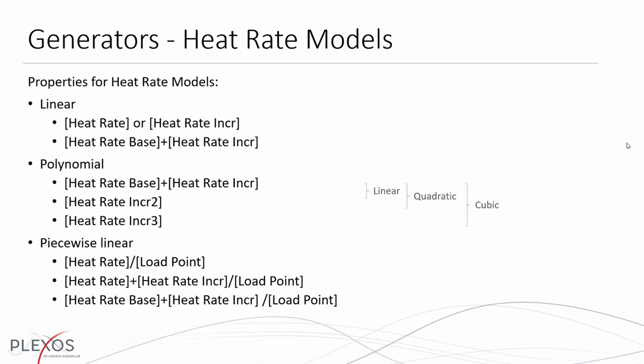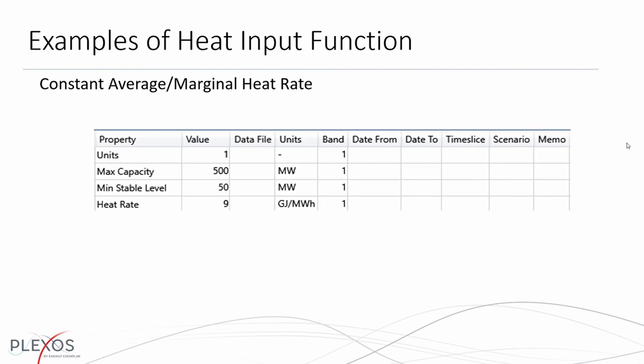If we are modeling using the piecewise linear, we'll need to have a corresponding heat rate for each load point, a heat rate and heat rate increment for the load point, and heat rate base and increment for the load point. Examples of heat input function.